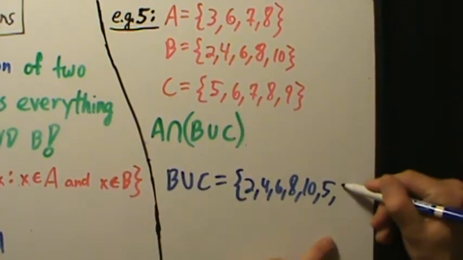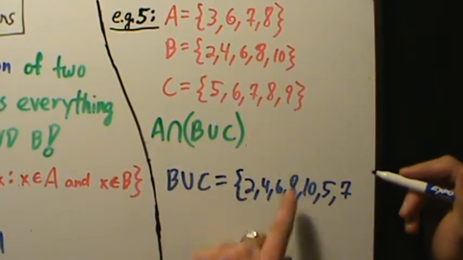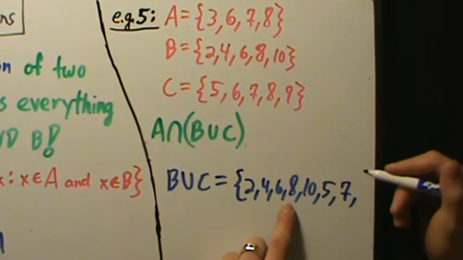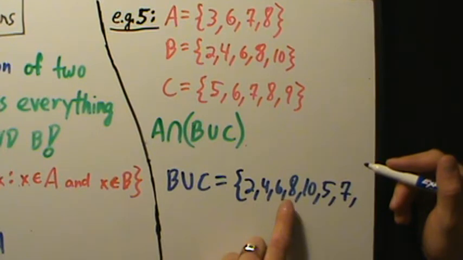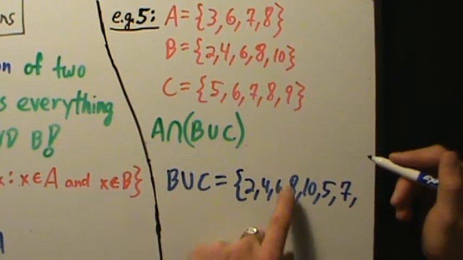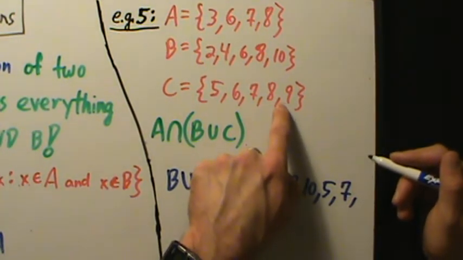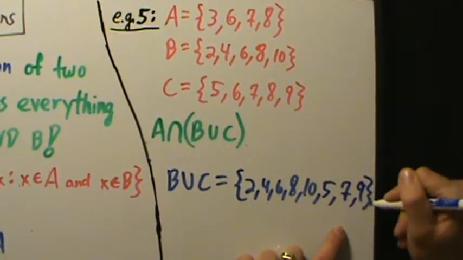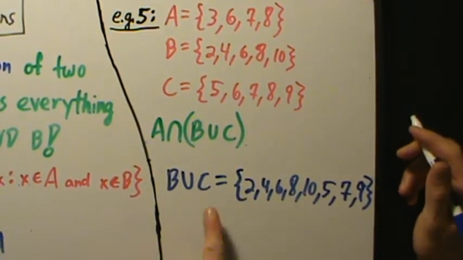7 is not there, so we have to write it. The 8 already is there, so do not write it again. You have to write it only once. If it appears more than once, you still write it just once. And 9 is in C, but we haven't written it yet, so we'll go ahead and write it there. So this is B union C.